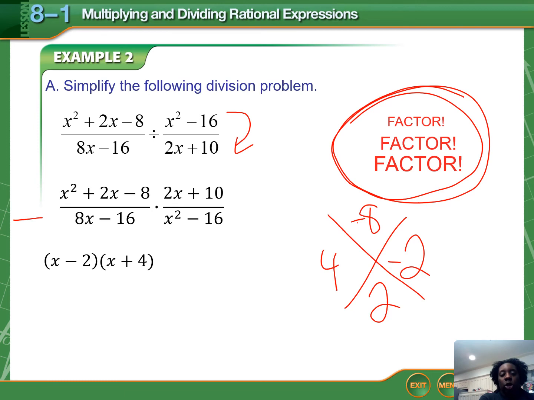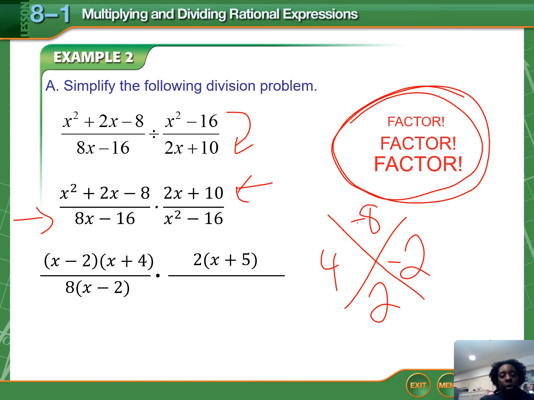This right here shares an 8. That's great. And then here we share a 2, right? We share a 2 right there. So that'd be 2 times x plus 5, and at the bottom is the difference of squares. Again, factoring saves the day, as always.